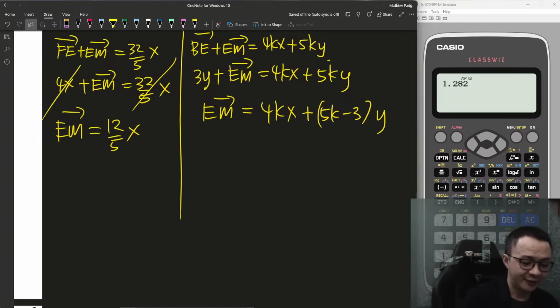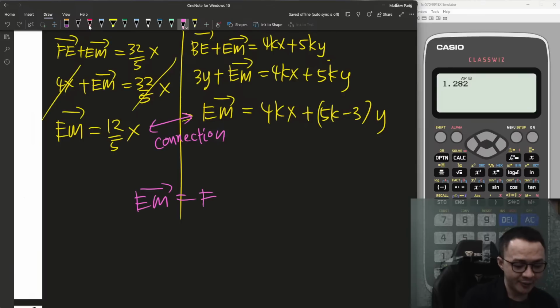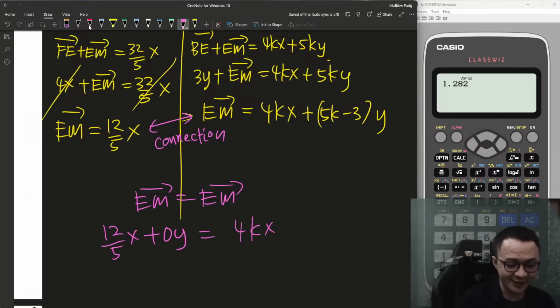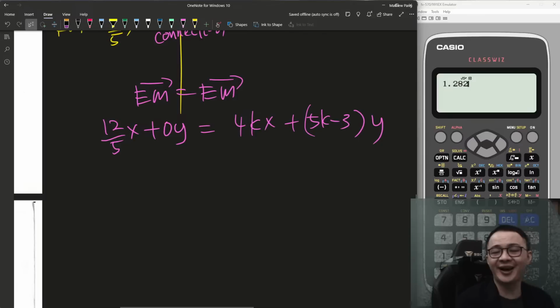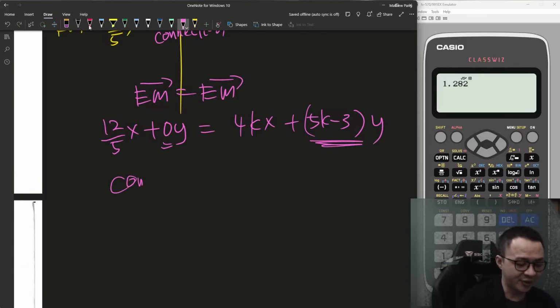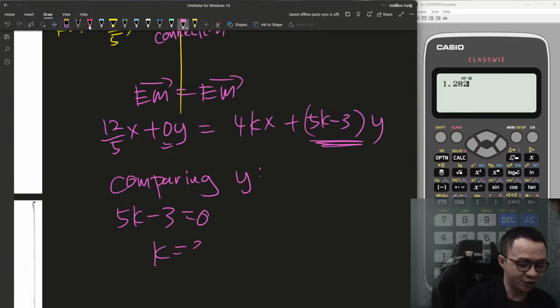Okay, then right now I sub Em into Em. This is what I mean by connection. So when Em equals to Em, you can see I have 12 over 5x plus 0y, right? I don't have any y. The other side is 4kx plus 5k minus 3y. Depending on whether you want to compare x or y, both will give you the same result. But obviously I prefer comparing the y because it's easy. 5k minus 3 equals to 0, k equals to 3 over 5.